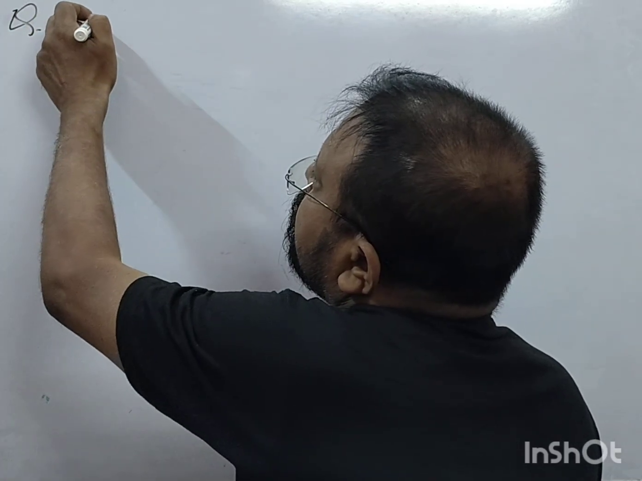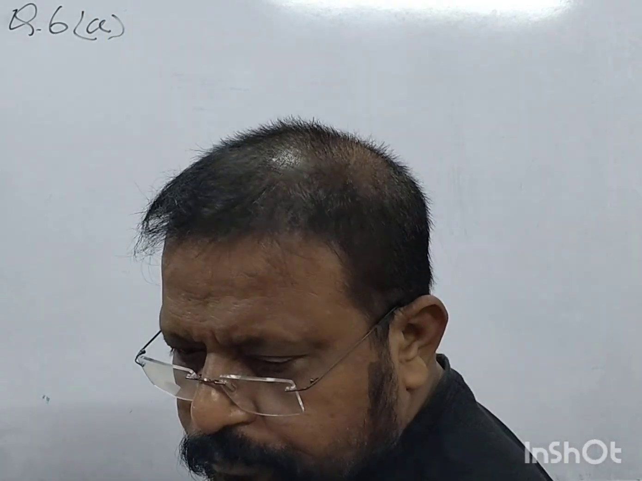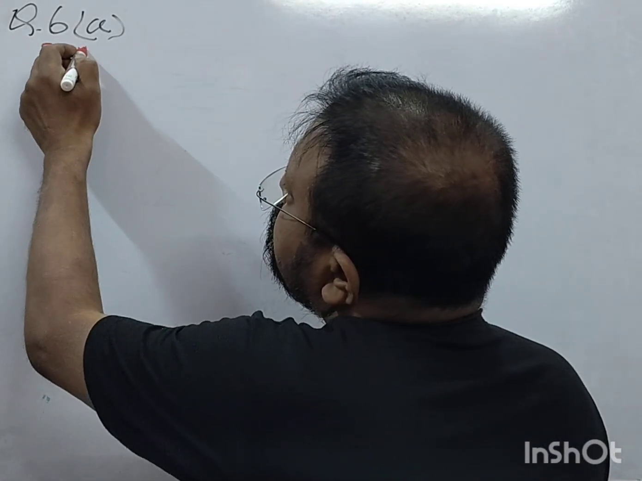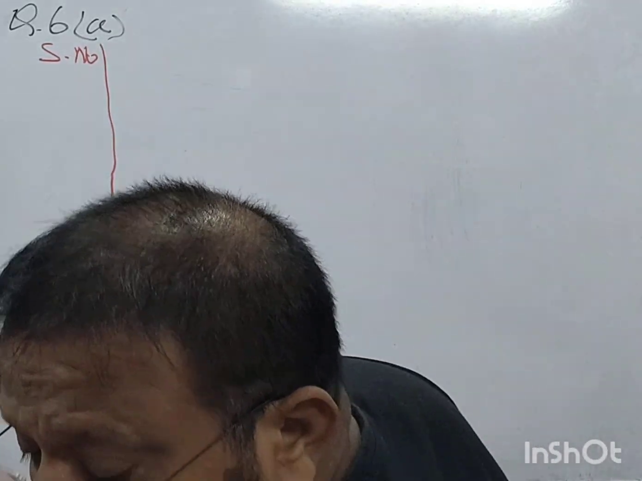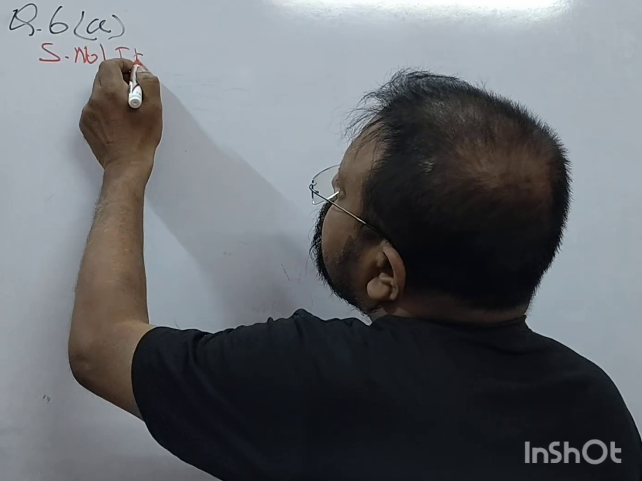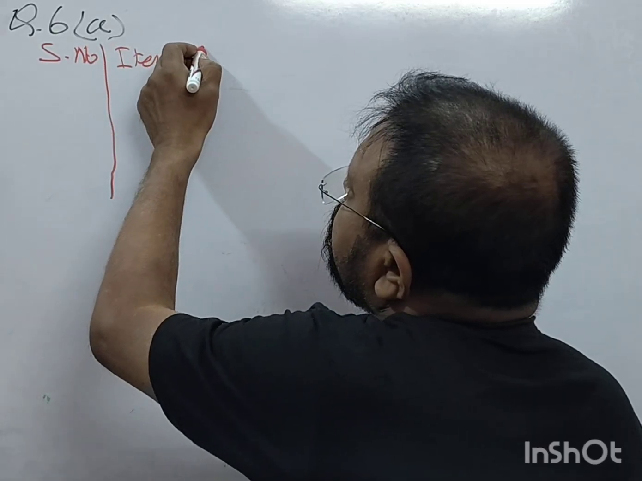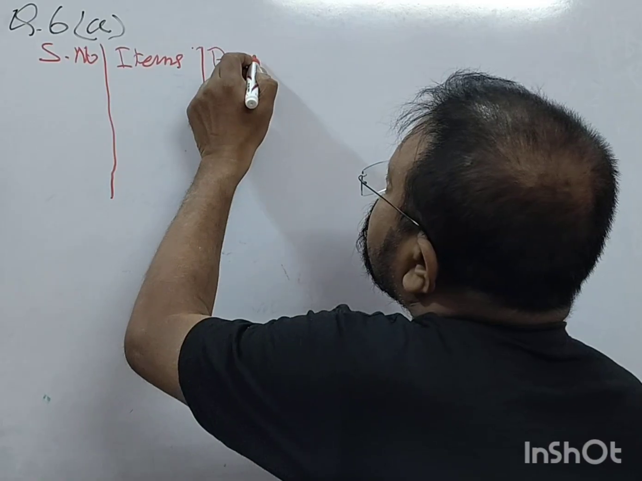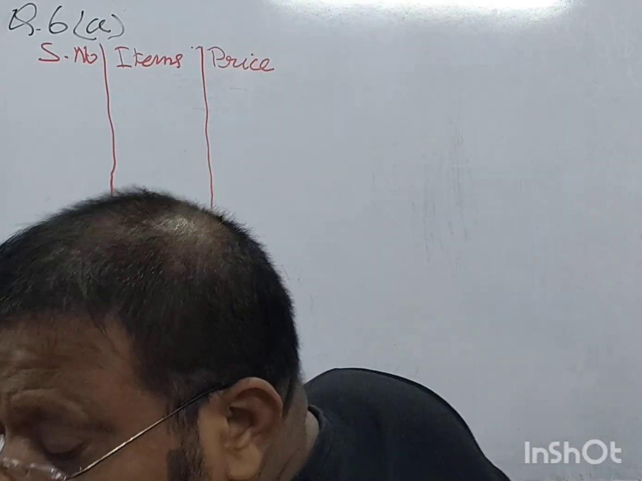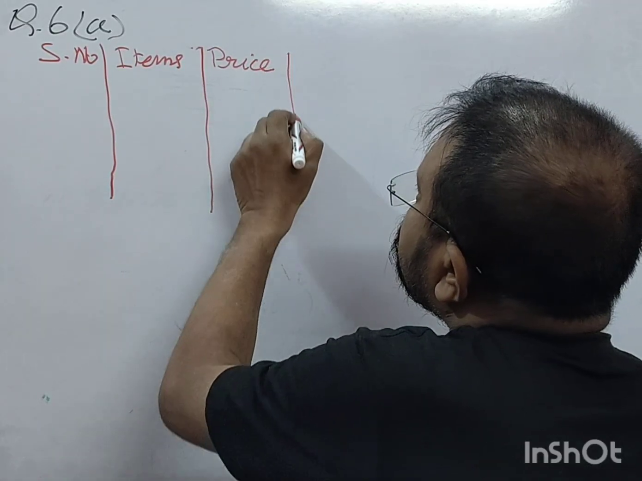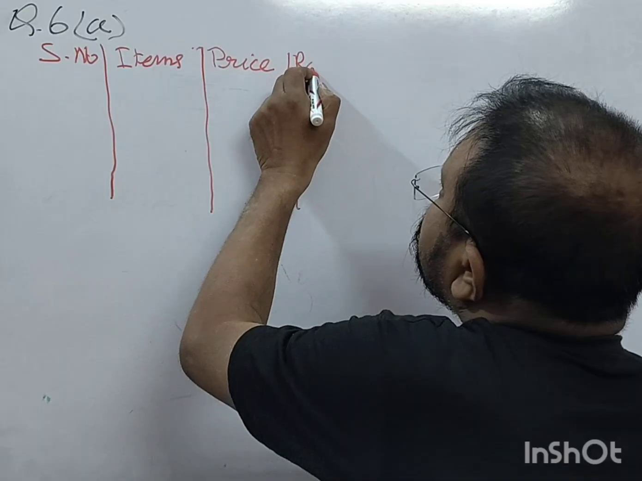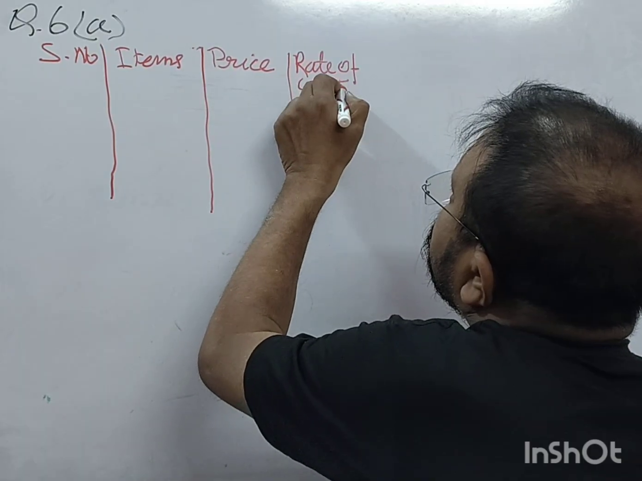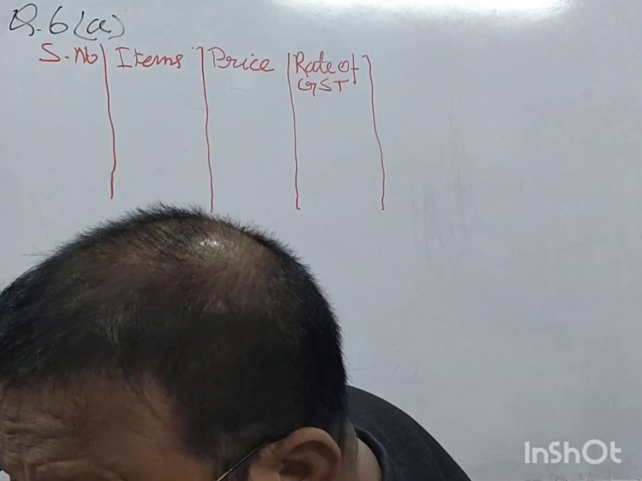Part A, right? There is serial number, then we have items, then price, then rate of GST, then discount.